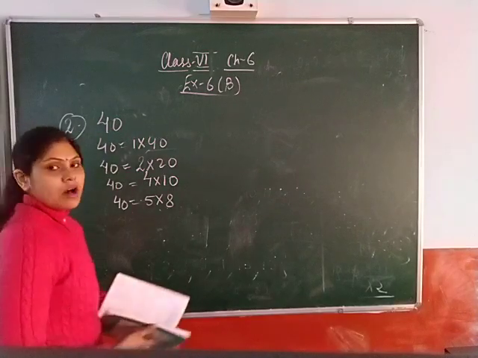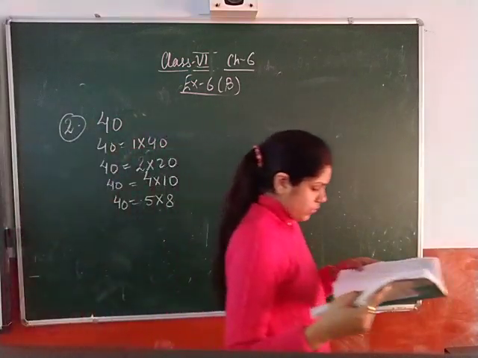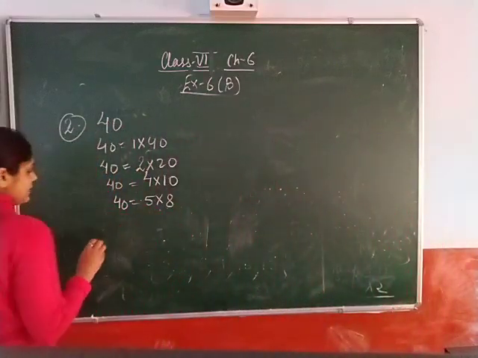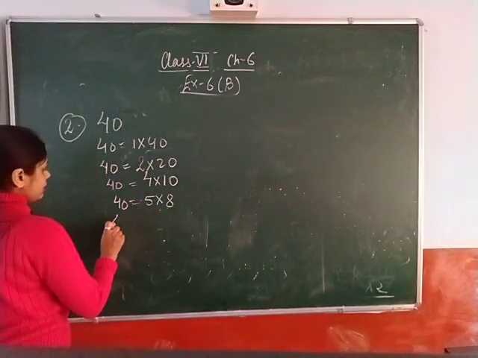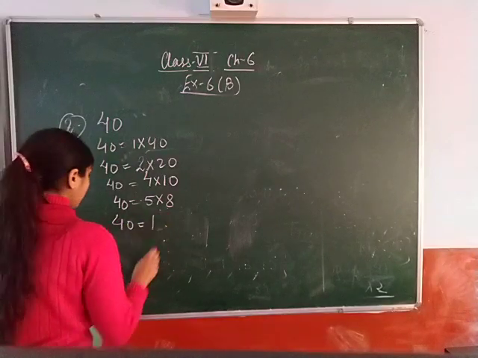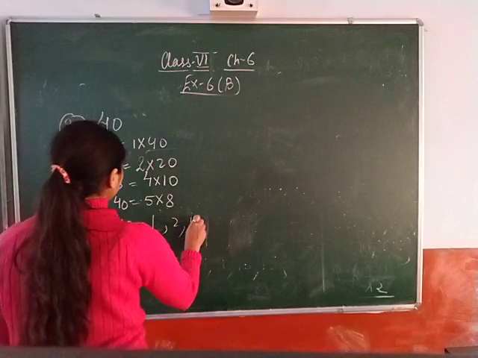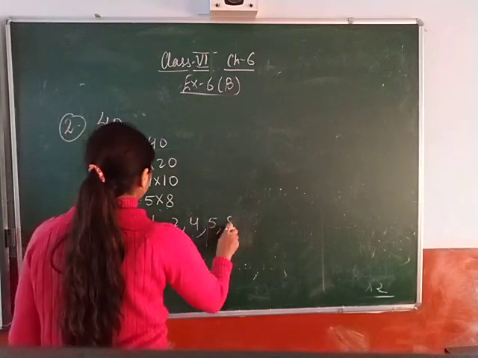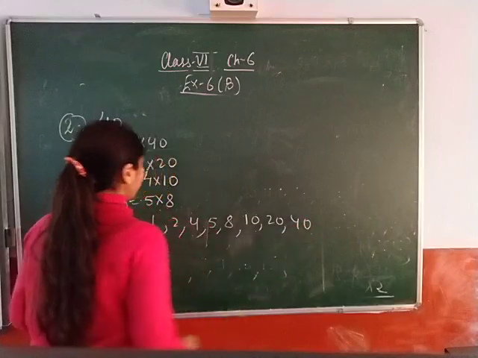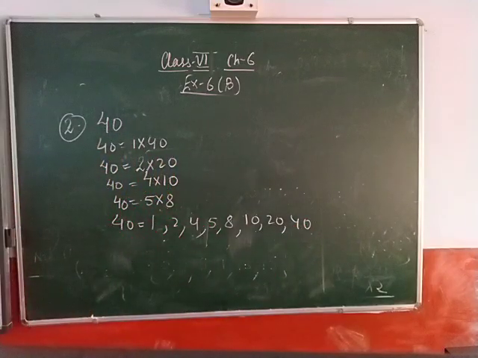Okay. So what are the factors now? And last it will come as 40. So the factors of 40 will be 1, comma 2, comma 4, comma 5, comma 8, comma 10, comma 20, comma 40. So these all will be the factors. Okay. Clear?